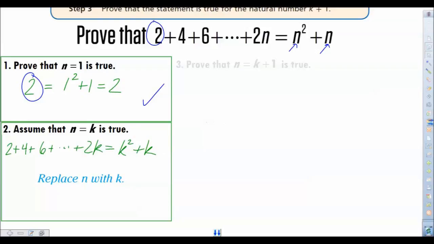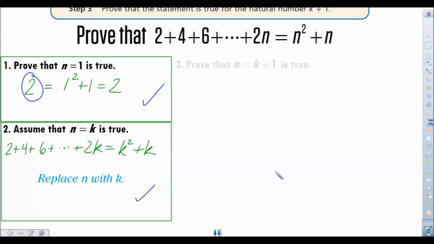So as you can see here, I just copied down the same series that we had up here, 2 plus 4 plus 6 plus all the way out to, instead of going to 2n, the k term in that series would just be 2 times whatever value k was, whether it be the 30th term, the 50th term, the 500th term. And what we're doing with this assumption is we're going to assume that if we were to do this series up until that point, it would just be equal to that same number squared plus that number, k squared plus k. And now we have successfully done step 2.